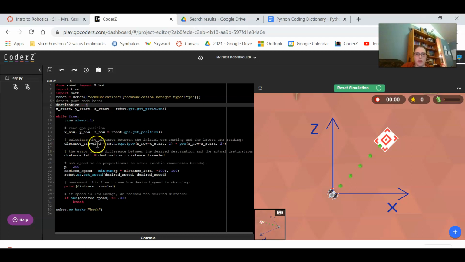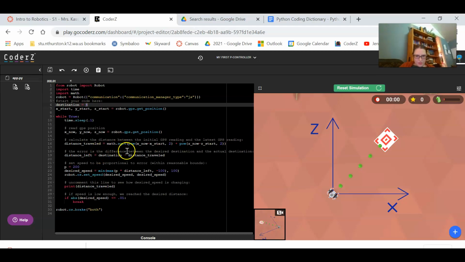I started at 0 and I'm using the Pythagorean theorem to determine where I am, because they're taking my x, my y, and my z, and finding out, okay, if this is a triangle, x and then z, what's the length of my hypotenuse? So that's where this bit of math is coming from up here.